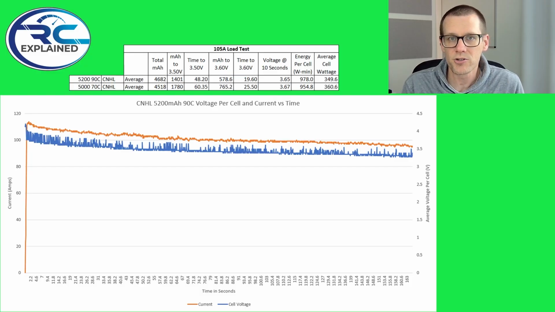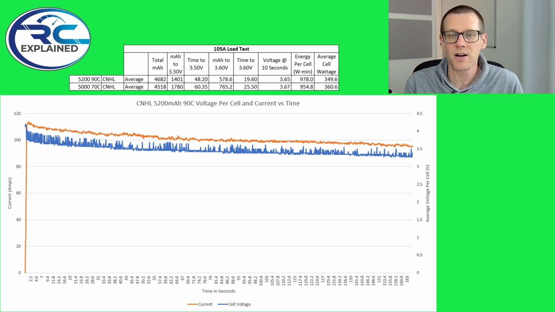now let's jump right into our test where we take a look at the performance that we got out of this battery. Here is our data and our graph for our load test. Now we did bring these batteries up to 105 amps on average, and this is how they perform.